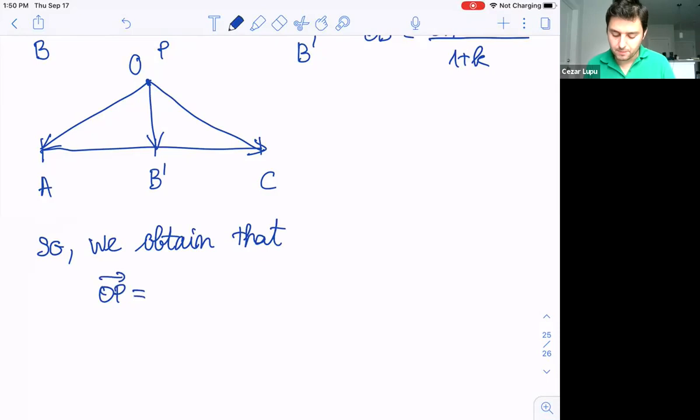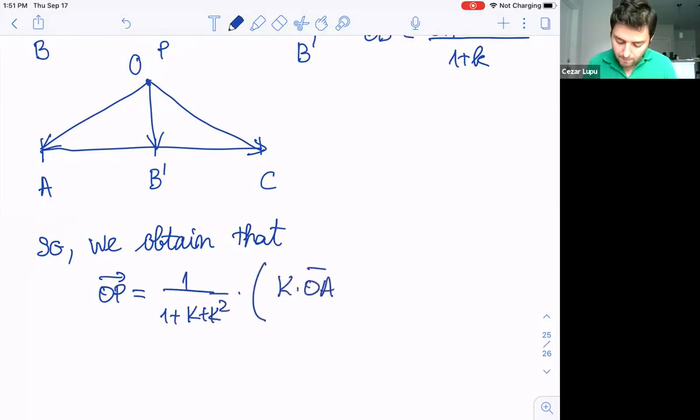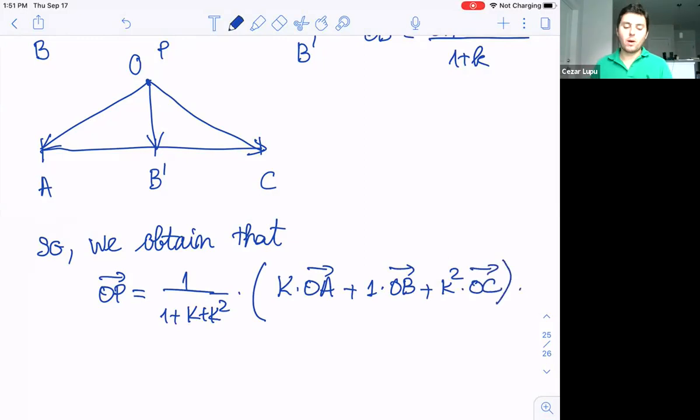is, well, at some point after you do the computations and so on, we will get that this is 1 over 1 plus K squared times, this will be the common factor, K times the OA vector plus K times the OB vector plus, no, this is 1 here, I'm sorry. I'm going to put 1 here and you'll see why, plus K squared times the OC vector. Well, and the analogs.